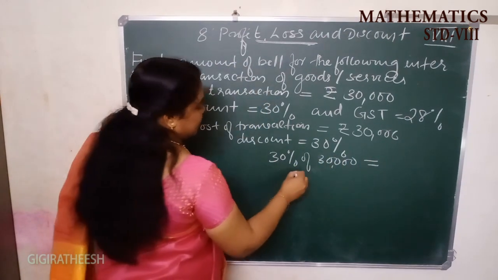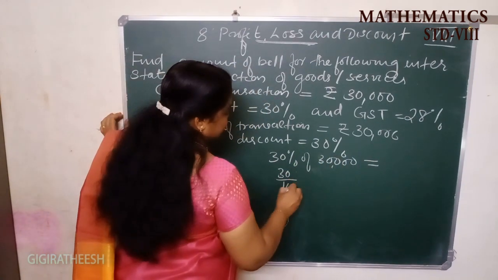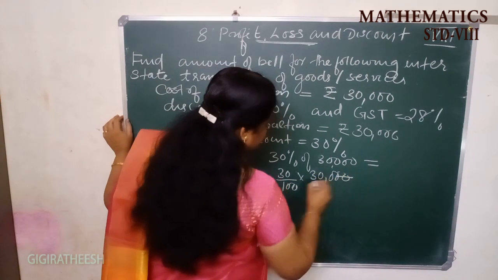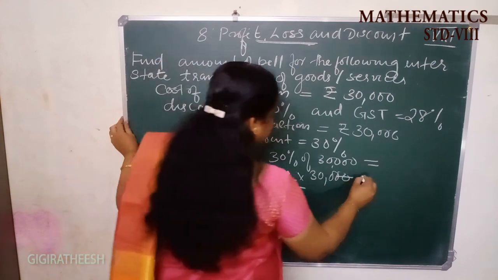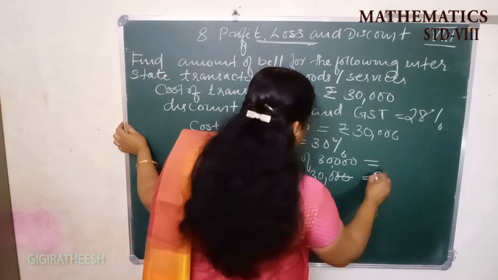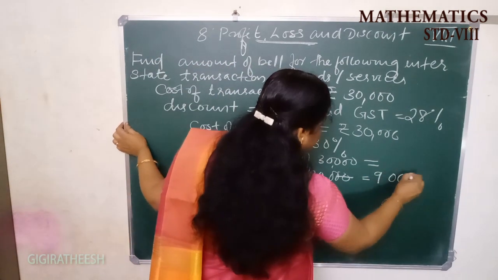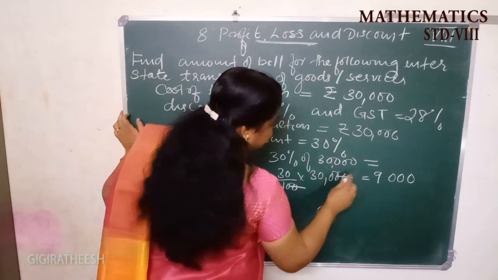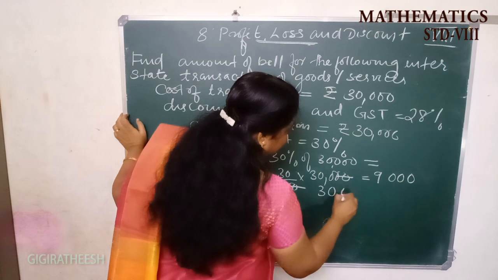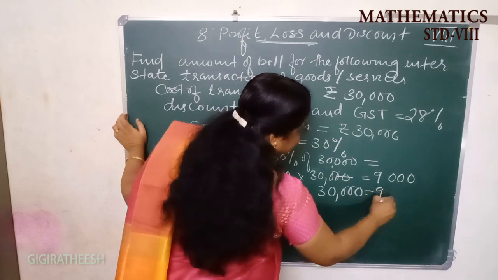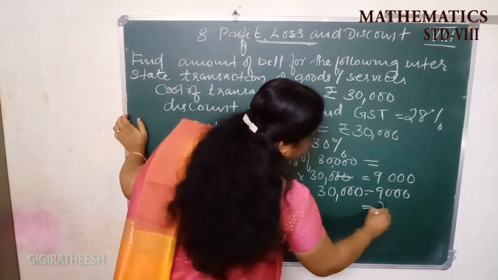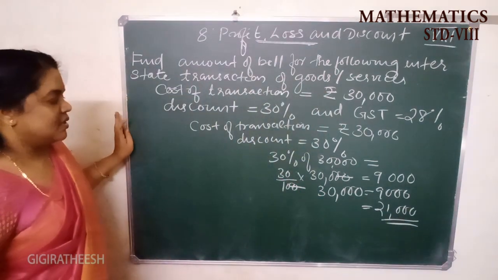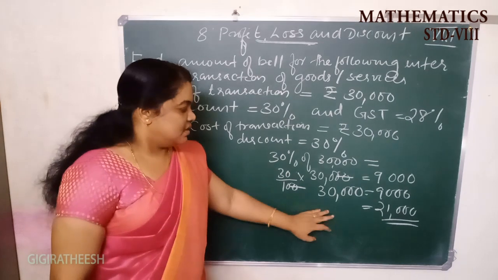30%, that is 30 by 100 into 30,000, that is 9,000. After that you subtract it from 30,000: 30,000 minus 9,000 is equal to 21,000. This is one method of finding the discount.